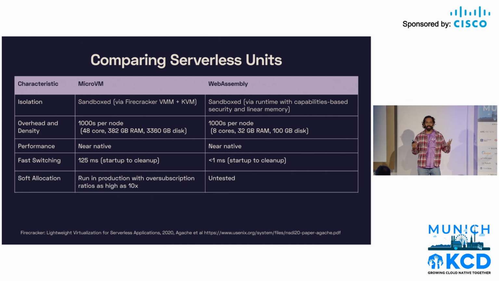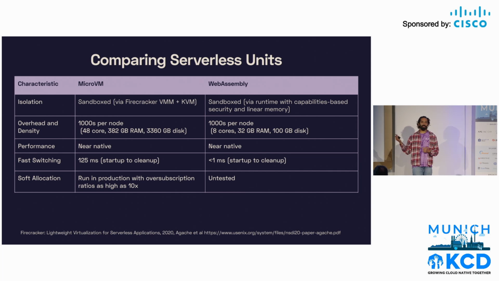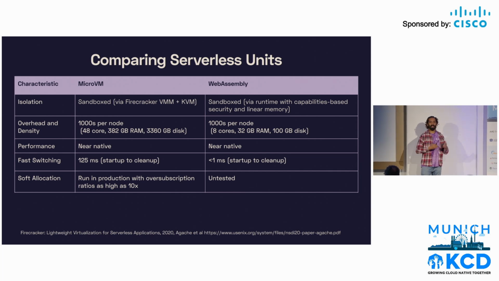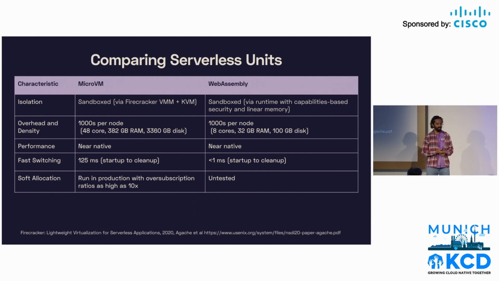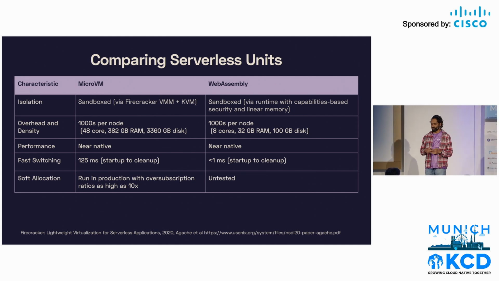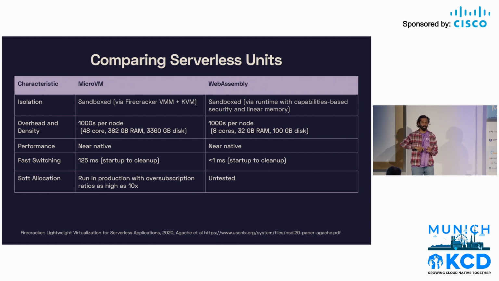In terms of soft allocation, here's the thing where with micro VM, we know this works, right? People have been doing Lambda and Azure functions at scale in high production. So you can run oversubscription ratios as high as 10x. With WebAssembly, it's new, right? So it's untested. Hopefully, by the end of this year or the start of next year, we will start seeing these production workloads and really get benchmarks to see how much you can oversubscribe. But I can tell you, it's looking good.